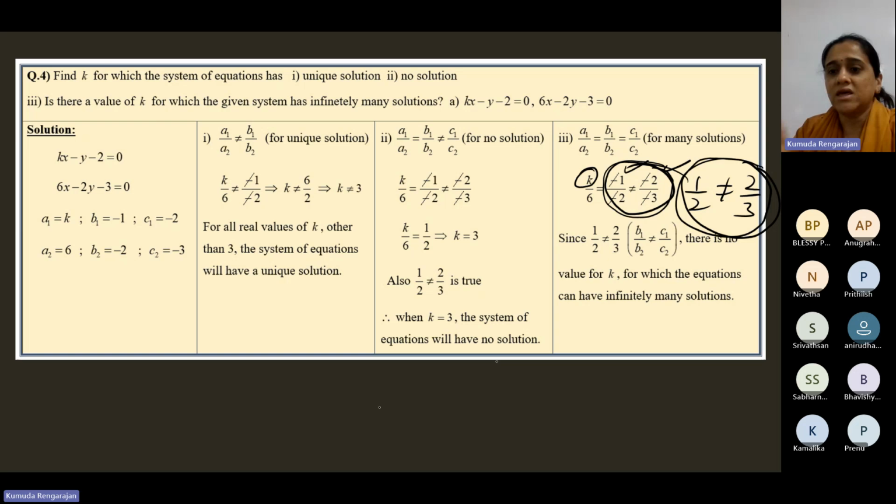What is the situation there? B1 by B2 is 1 by 2. C1 by C2 is 2 by 3. 1 by 2 and 2 by 3, they're not equal. So whatever value K takes, this situation will not change. B1 by B2 and C1 by C2, they're not the same. But all the three ratios must be the same to have many solutions. So there is no value for K for which the system of equations can have many solutions.